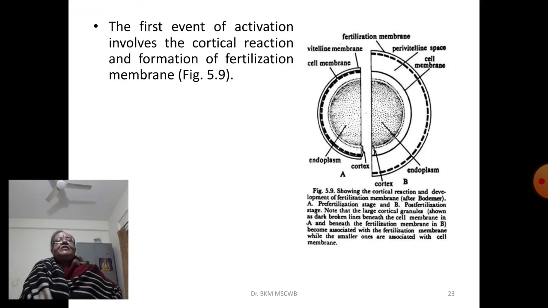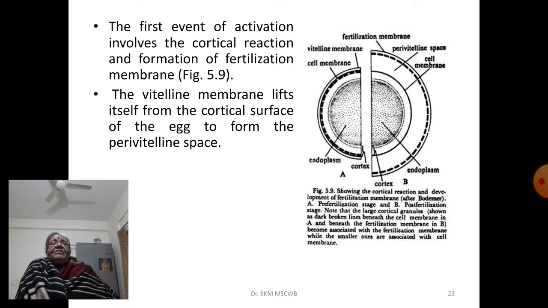Now, the first event of activation involves the cortical reaction, which I was telling you about, and I'll talk about this cortical reaction a little later when I talk about polyspermy and prevention of polyspermy. All right. Now, just understand that the first event of activation is the cortical reaction, that is formation of the fertilization membrane, which I have explained in brief. After telling you a few more points about activation of the ovum, I'll come back to this concept again. So the vitelline membrane lifts itself from the cortical surface. You can see in the right half of the diagram to form a large space called perivitelline space between oolemma and vitelline membrane.